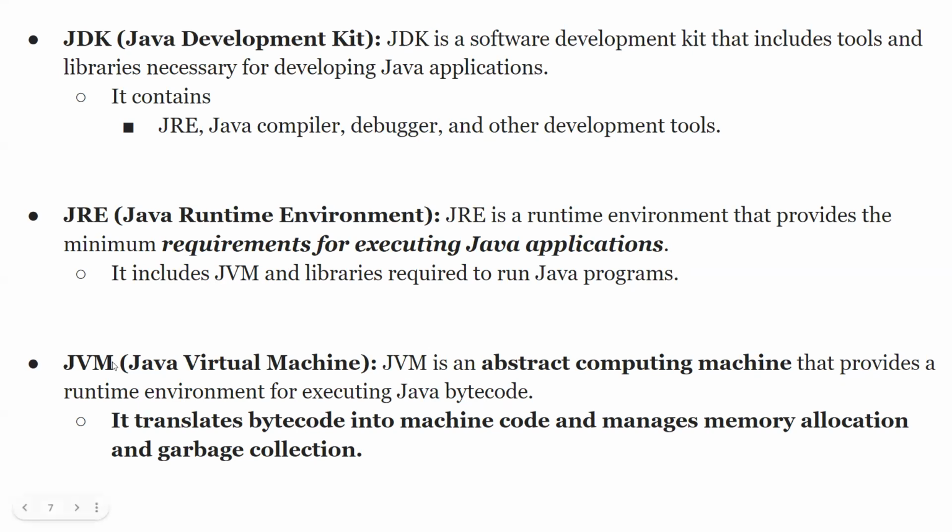How about the JVM? What is the JVM? It's a virtual machine, and this virtual machine is what makes Java platform independent. The JVM is an abstract computing machine that provides a runtime environment for executing Java bytecode. Its main purpose is to translate bytecode into machine code. It understands the bytecode; our machine does not understand bytecode, by the way. Only the virtual machine does. And it manages memory allocation and garbage collection, so garbage collection is part of the JVM.